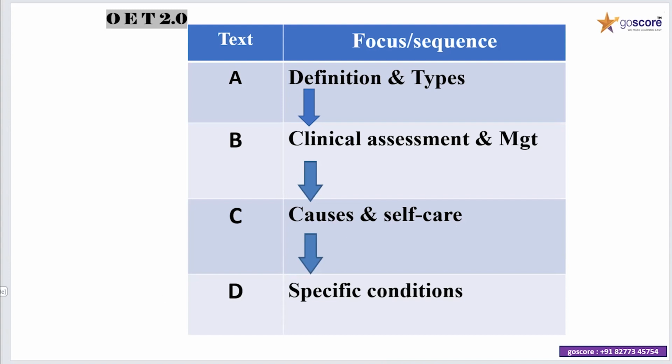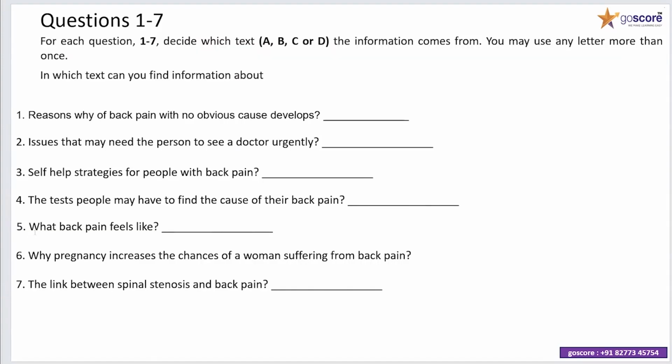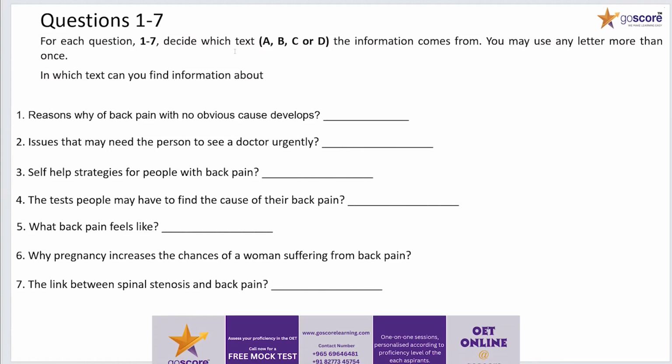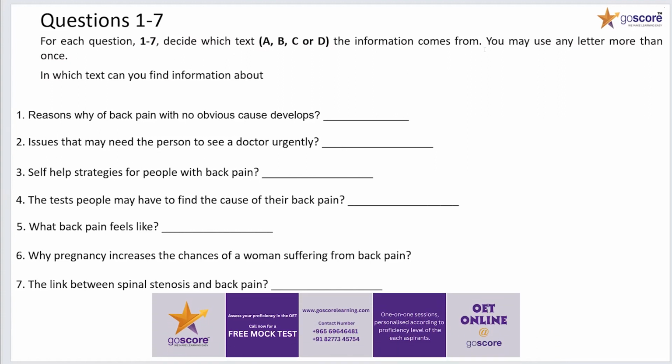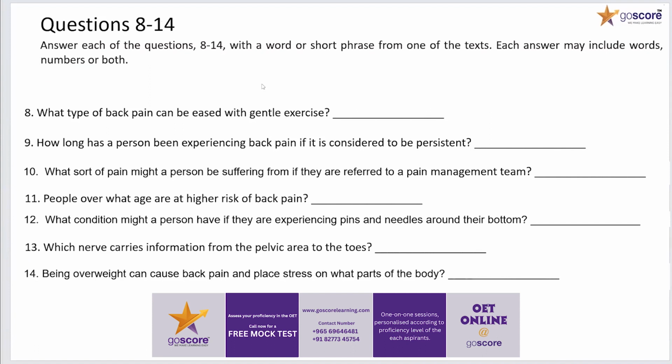Hope you got the idea regarding the sequence of this particular text. So this is the question types here. Questions 1 to 7: for each question, decide which text the information comes from. This is like a match the following, from which text the particular information comes. Then questions 8 to 14 are short answer questions, where you can write a word or a short phrase.